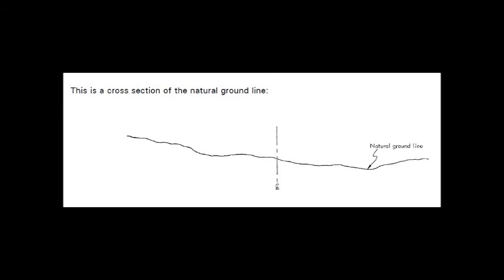When it comes to reading cross-sections, there are two things you are normally looking at. The first is the natural ground line, or sometimes referred to as the existing ground elevation. As you see by the diagram, the natural ground line is a light line, sometimes dashed, that follows the curvature of the Earth's surface at the given station.